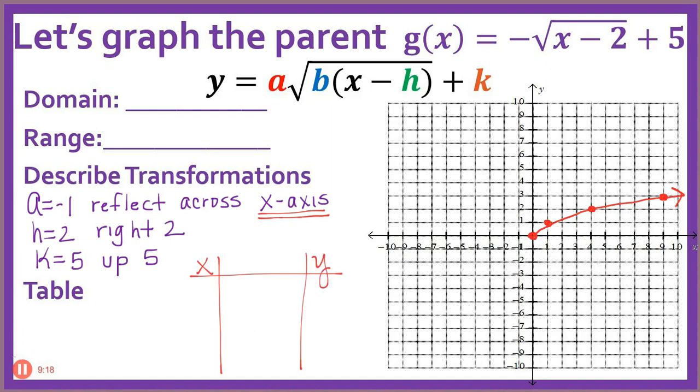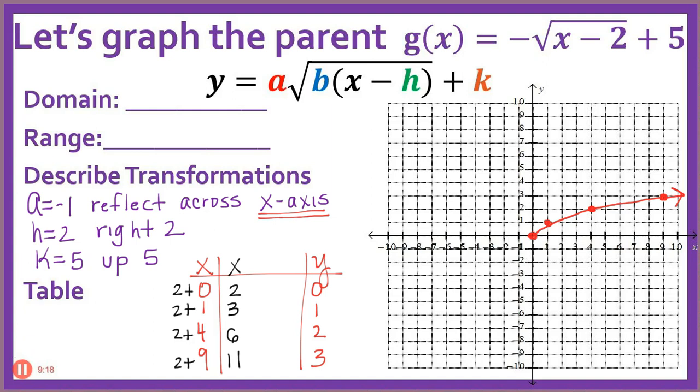We begin with the x values 0, 1, 4, 9 and the y values 0, 1, 2, 3. So I am going to take my h value, which is 2, and add it to all of my x values to get my new transformed domain. When I do that, I get positive 2, positive 3, positive 6, and positive 11.